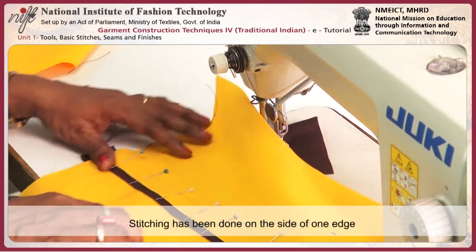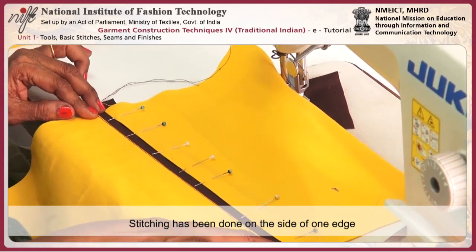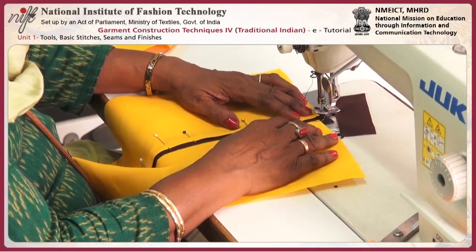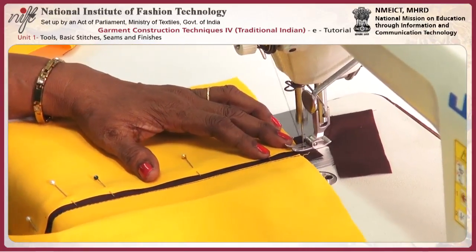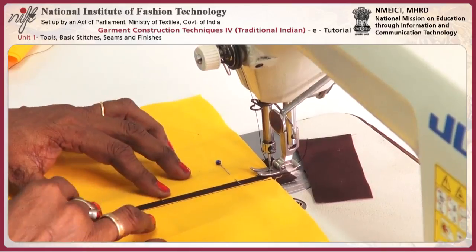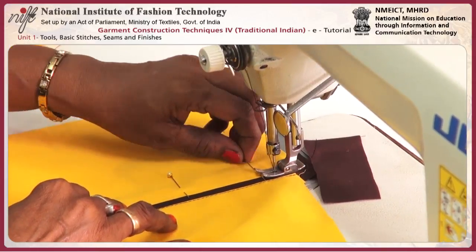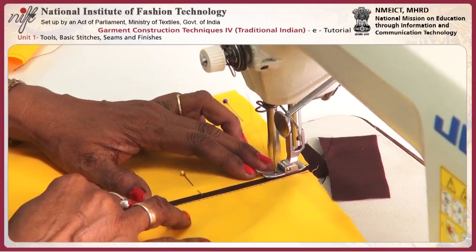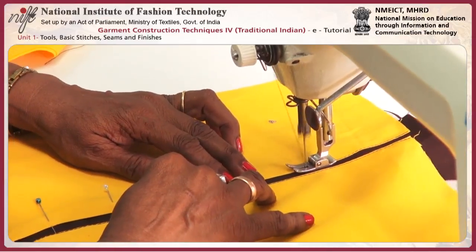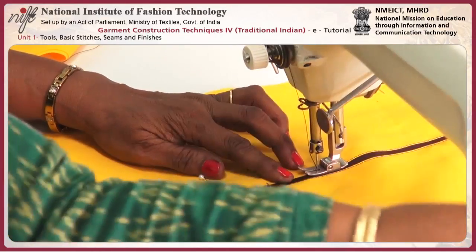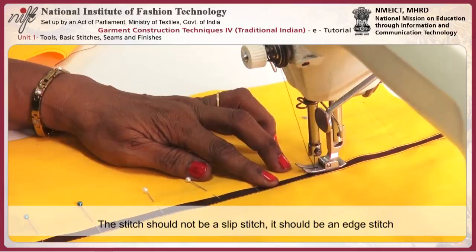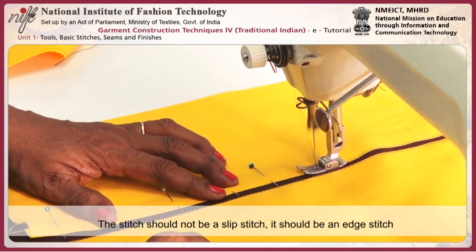So on one side, the stitch has been done at the edge. Now we are going to do the other side. Start with the back tuck. The stitch should not be a slip stitch. We should be careful to make an edge stitch, not a slip stitch.